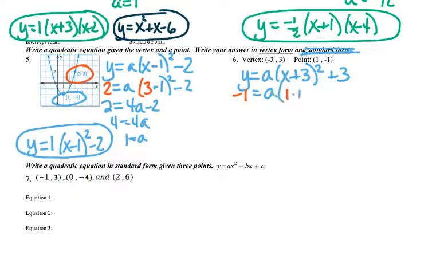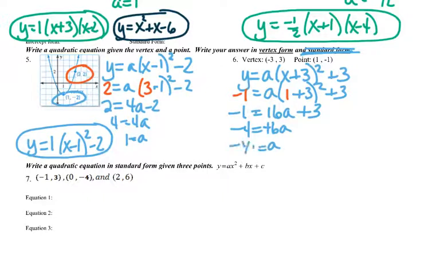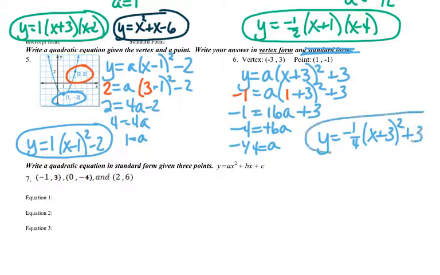And the colors help me, don't they? So it's negative 1 equals 4a is 16a plus 3. So negative 4 is 16a. So a here is negative 1/4. Right. And then I would just put that back together. So negative 1/4 times x plus 3 squared plus 3. And no need to FOIL that out or anything.